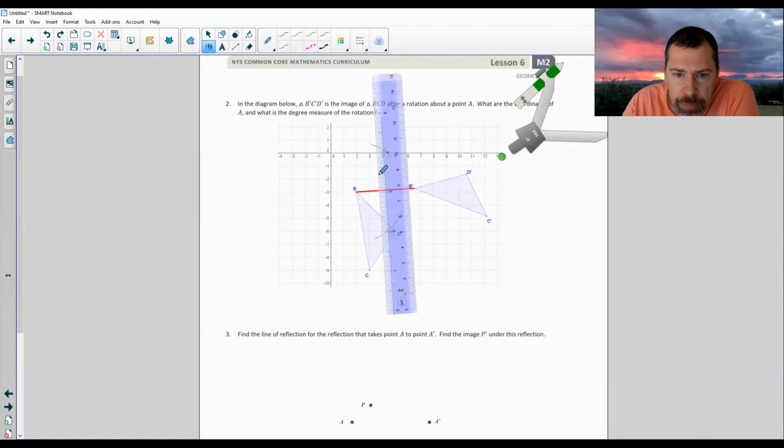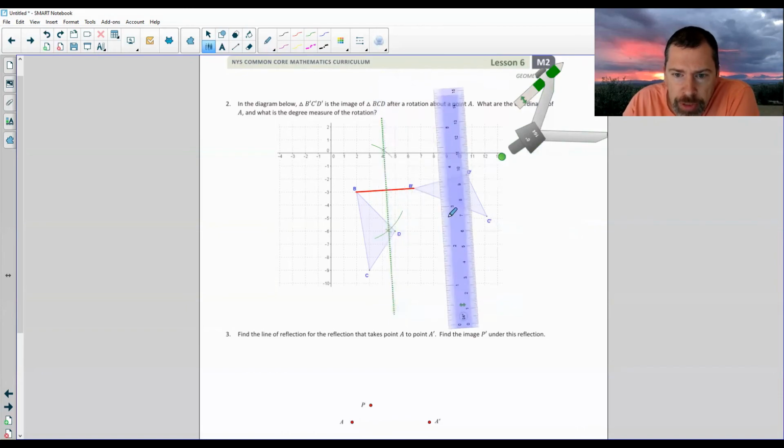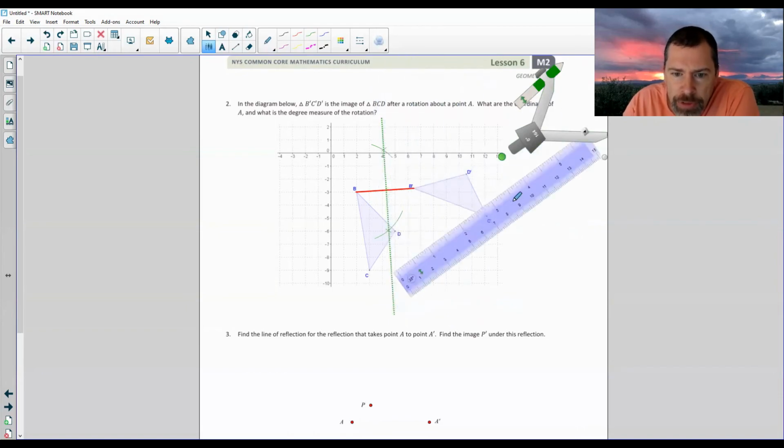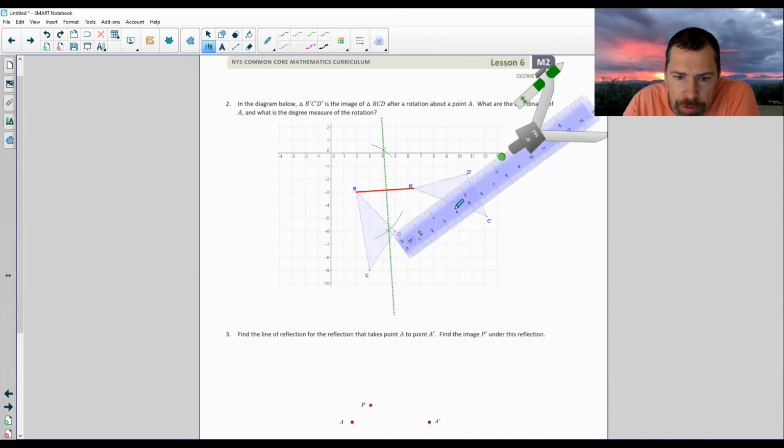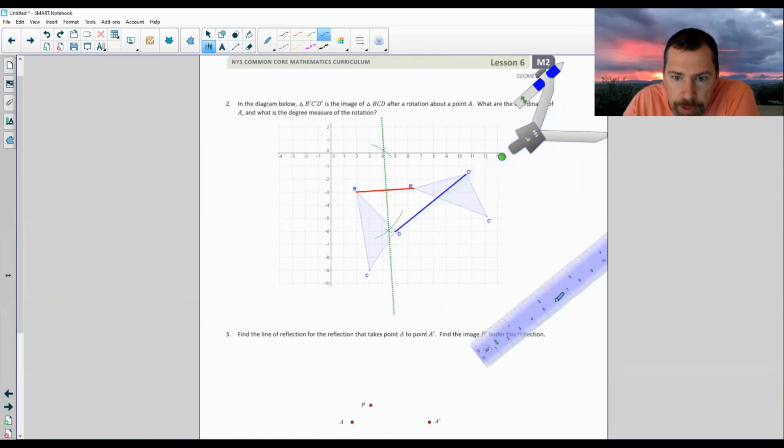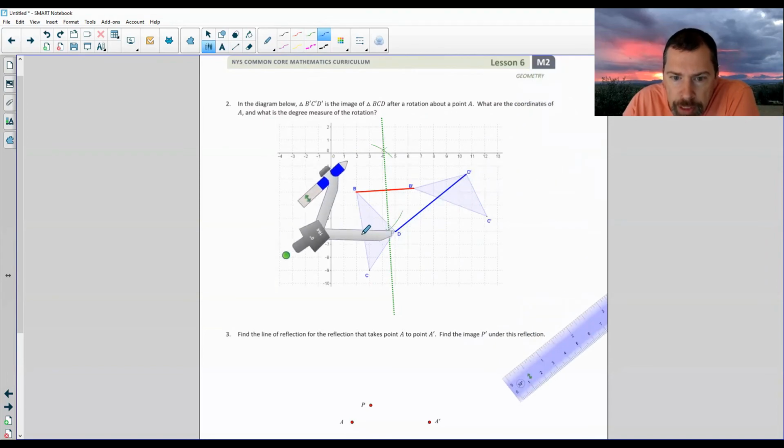I will do C prime, or I could do D prime. Let's do D prime. C prime looks a little long and might go off the paper and it makes it harder. So I'm going to do D prime. First thing I do is draw a segment from D to D prime. I'll use blue for this one. So D to D prime. There's my segment. And I bring my compass over and put it on D.